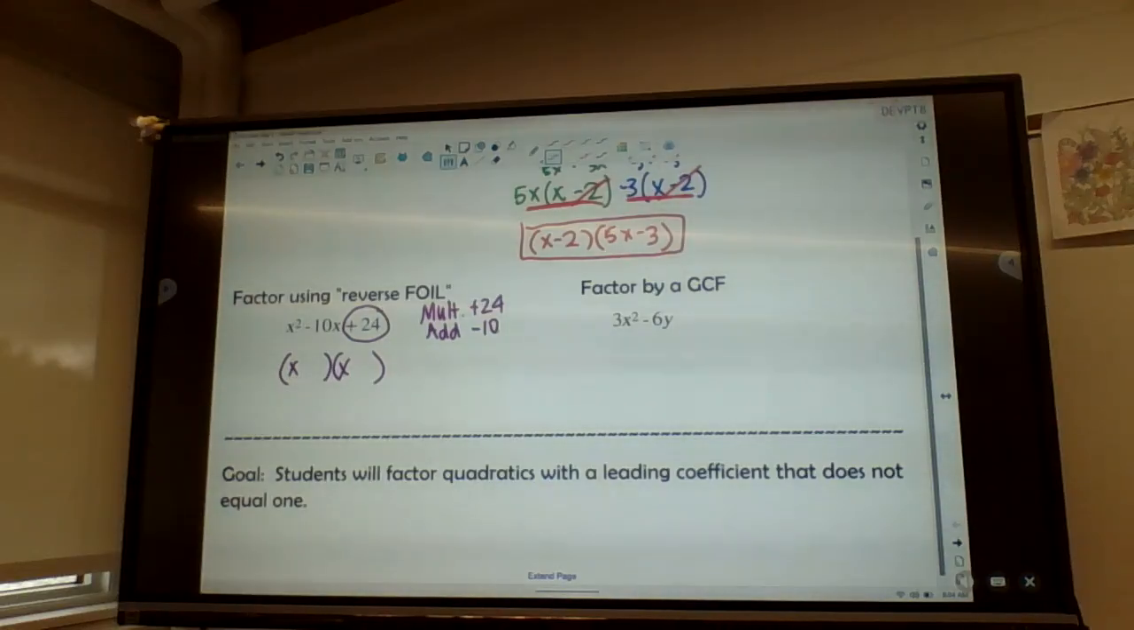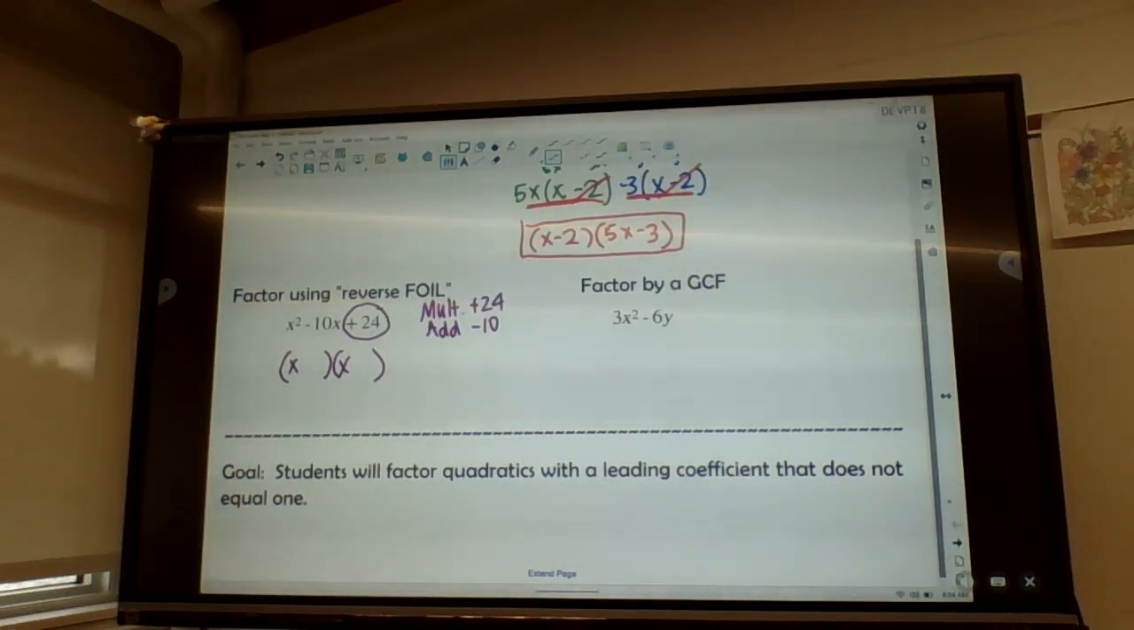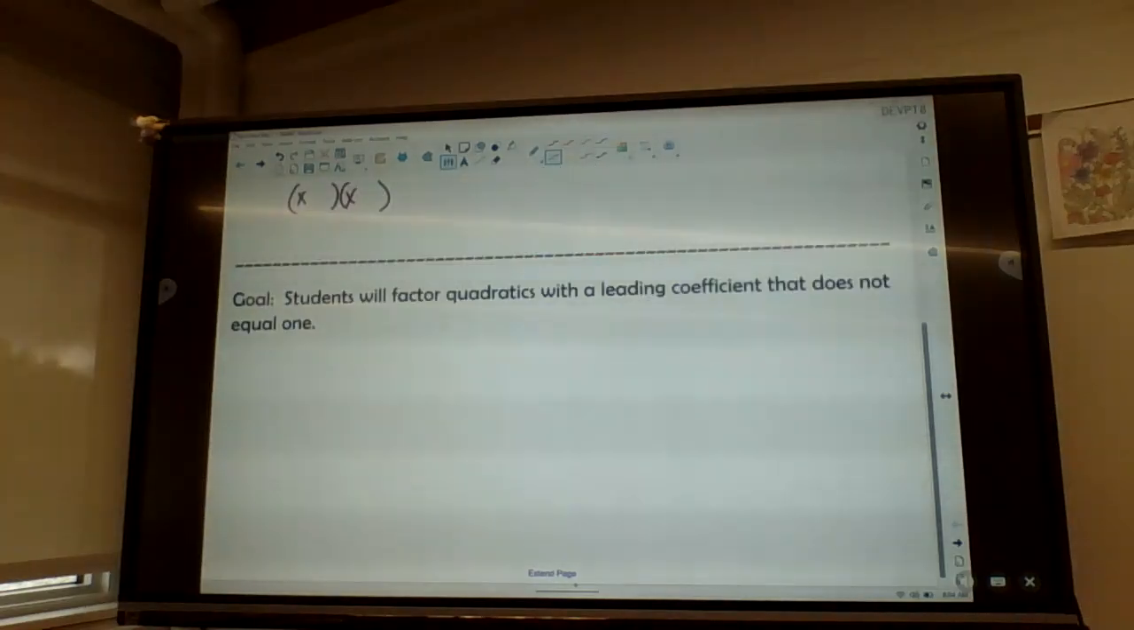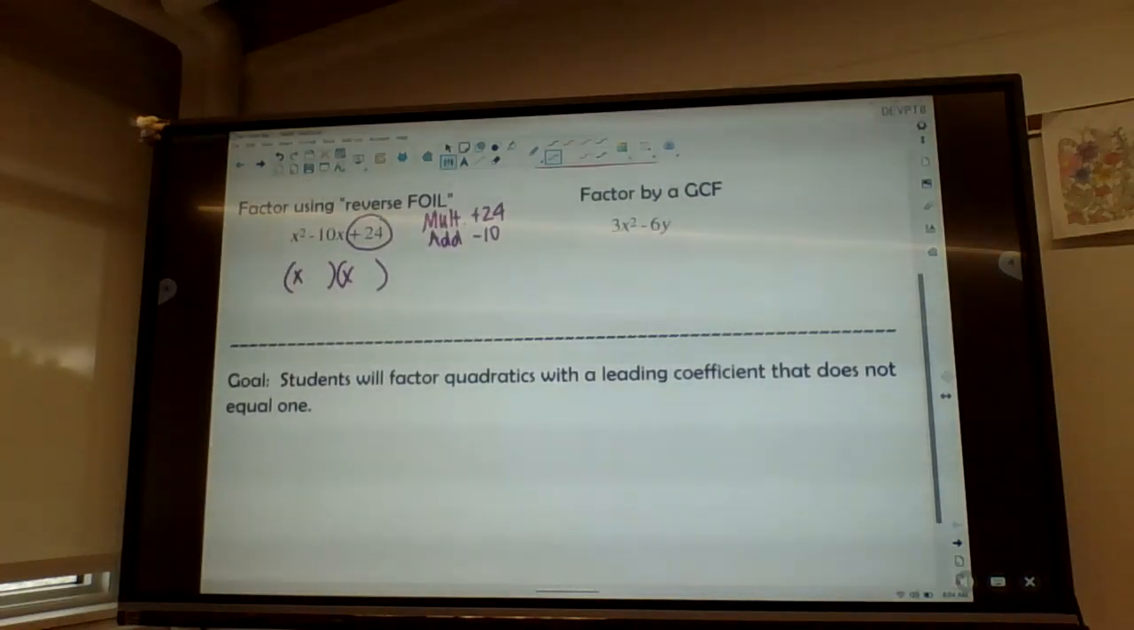So I have to think of things that multiply to give me a positive 24, but add to give me a negative 10. And this is where a few of you pulled out multiplication tables. But since I want it to be a positive and I want the sum to be a negative, they're both going to be negative. So negative 1 and negative 24. And I'm just kind of making a list here.